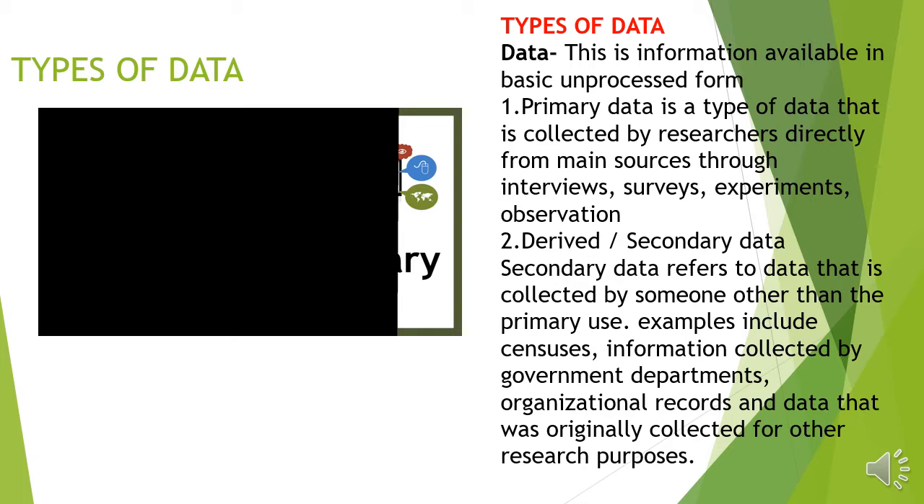The second one is derived or secondary data. Secondary data refers to data that is collected by someone other than the primary user. Examples include censuses, information collected by government departments, organizational records, and data that was originally collected for other research purposes. So this is data that is not recorded or collected for the main purpose, or you are using it for the second time.